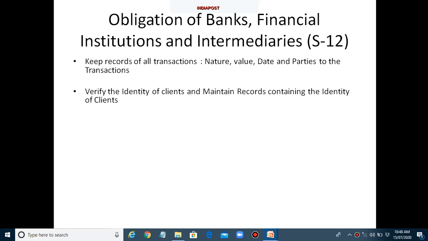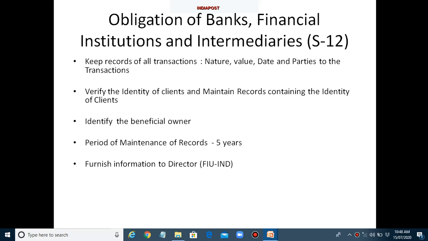Verify the identity of clients and maintain records containing the identity of clients. This is regarding CIF, Customer Information File. So we have to identify the client with proper records before accepting them as a customer. And we have to maintain records containing the identity of the clients. Identify the beneficial owner. We should be in a position to identify the beneficial owner. And we have to maintain the records for minimum 5 years from the date of transaction.